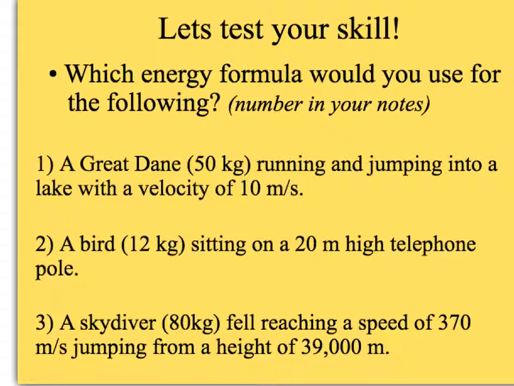So in the first example, the Great Dane is moving, so you should have used the kinetic energy formula. In number 2, the bird is just sitting above the ground, so you should have picked the potential energy formula. And for the third one, skydiver falling, reaching a speed, and then jumping from a height of 39,000 meters, you actually could have picked both and calculated both.